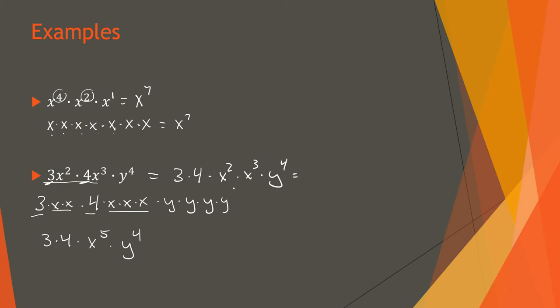We're going to use our product rule. If the bases are the same, I can add their powers. So I'm going to get 3 times 4 is 12, x to the 5th, y to the 4th. I cannot combine these because they have unlike bases. Okay, we'll do some more of these in class, but I want to get us a few examples.